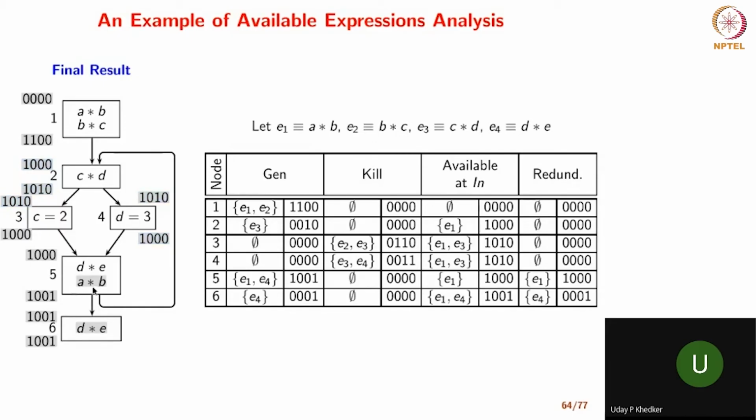Observe that A star B is computed here. It is upwards exposed within the block. It is not preceded by a definition of A or B within the block, and A star B is available. So this is an example of common subexpression elimination. Similarly, D star E is upwards exposed, D star E is computed, and therefore it is an example of common subexpression elimination. So this is how we perform common subexpression elimination.